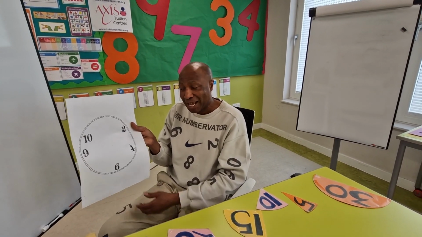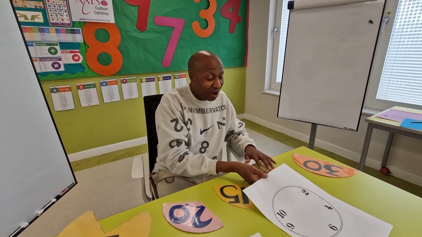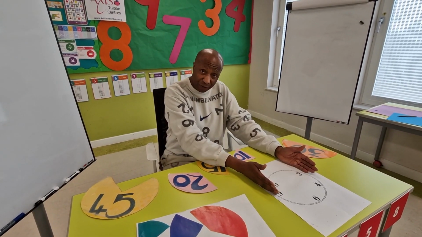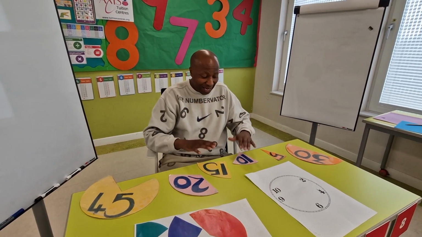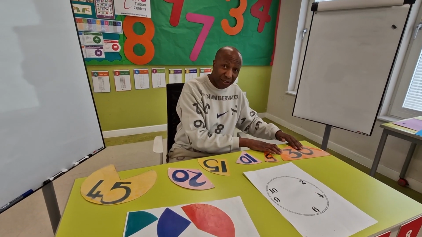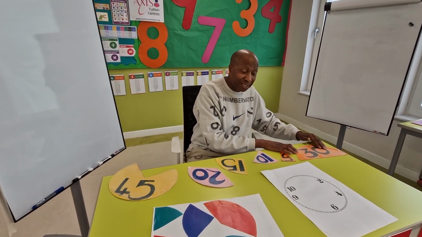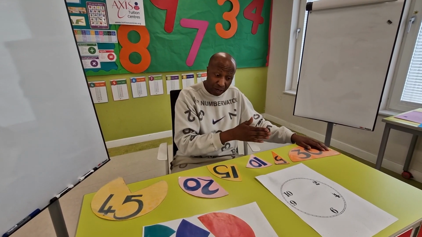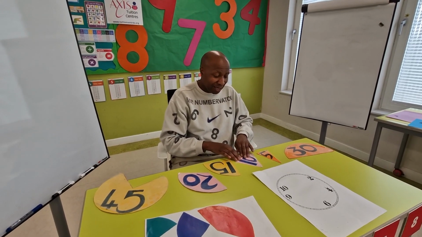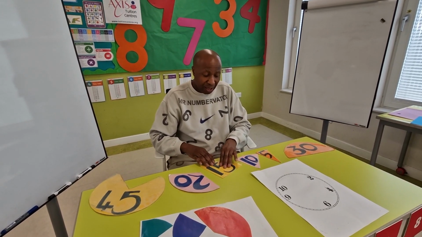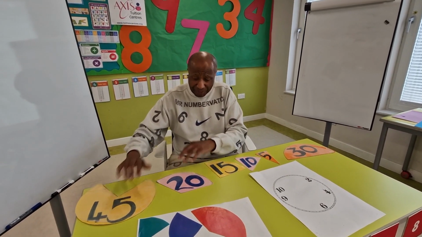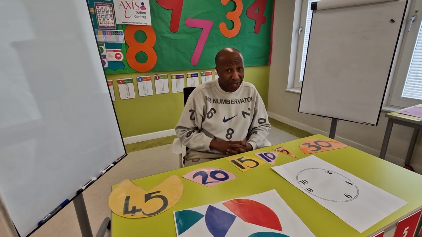Very interesting. Now, on the table, I have got some parts of the clock face. I've taken my clock face and I've broken it up into smaller pieces. On this one, I have got 30, and that is 30 minutes or half of an hour. This one is 5 minutes. This one is 10 minutes. This one is 15 minutes. This one is 20, and the biggest one is 45 minutes.